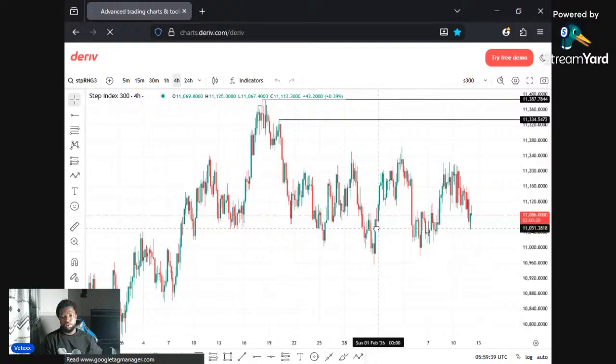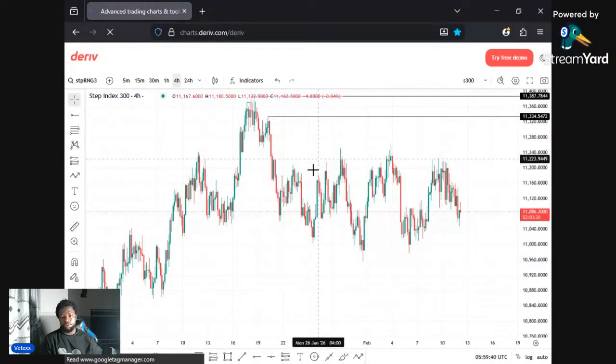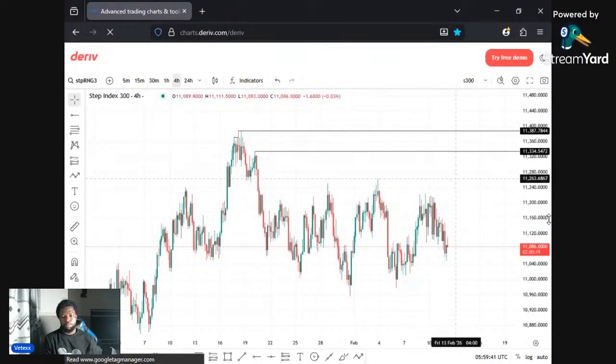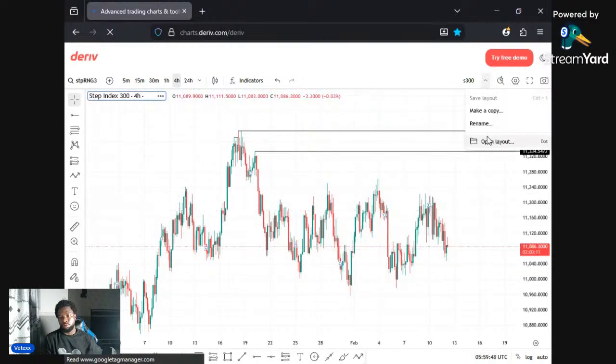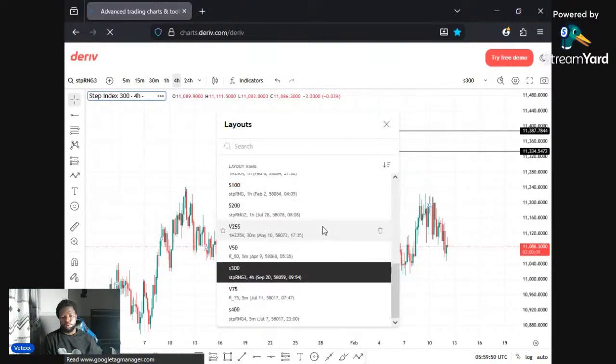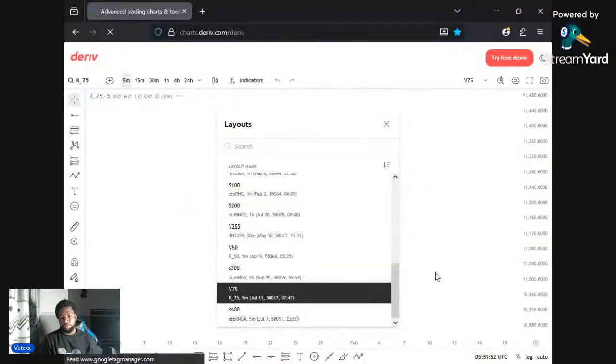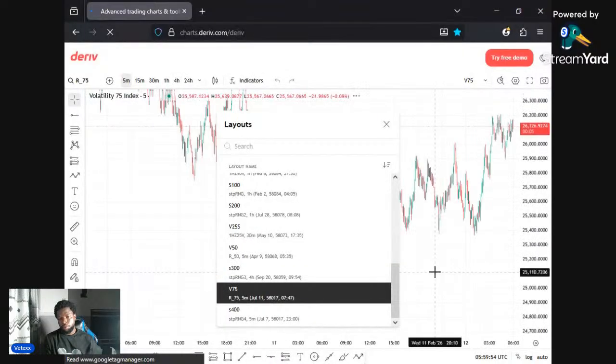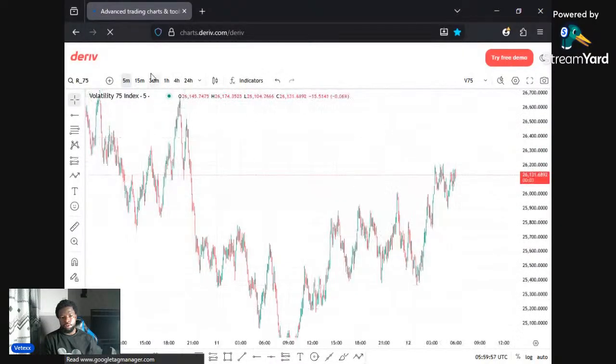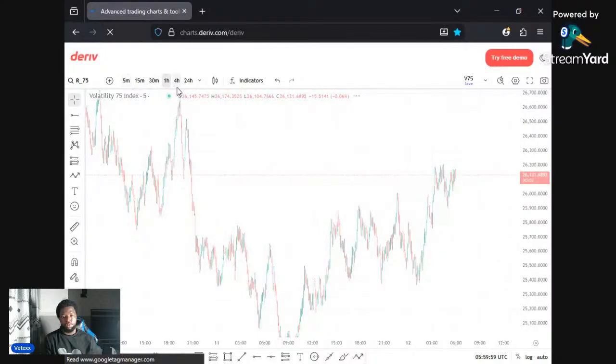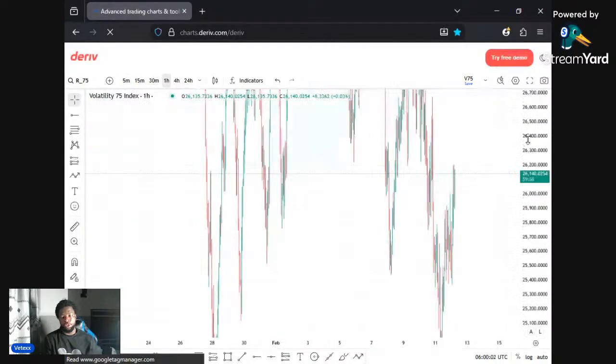We have this continuation on Step 300. Price hasn't gotten back yet, so we'll still be waiting. Alright. The next pair we have is what? V75. I think we have a markup on V75 yesterday. Let me check on the 1 hour time frame, because it's been bearish on the 1 hour time frame.